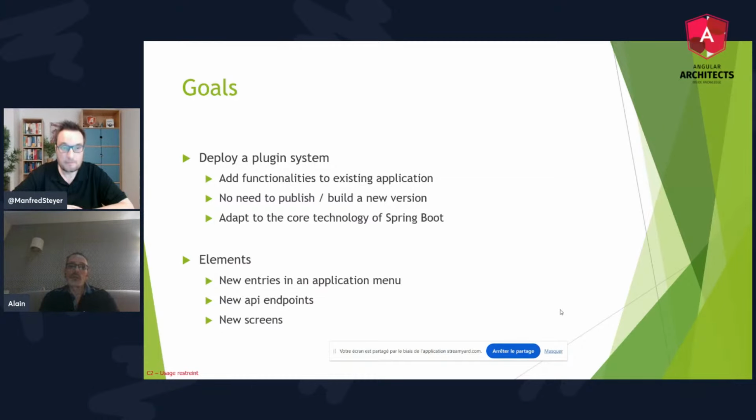Okay, so we need to adapt, of course, to the core technology of Spring Boot and the choices that we made earlier for our applications. We don't want to change everything just for the sake of finding the way to develop this plugin system. A few elements: we want to add an application, and it's classical because our applications are mostly technical applications with a left menu and many entries and many search forms. So we need new entries in an application menu, new API endpoints, and new screens. So that's our goal.